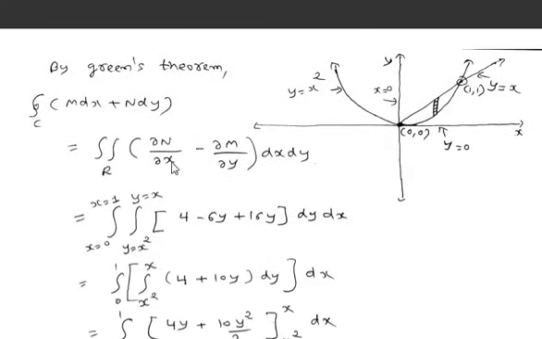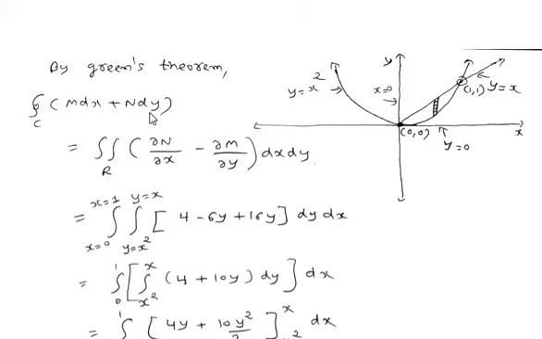4 minus 6y. Now we will use Green's theorem, and by Green's theorem we have integration of M dx plus N dy along the given closed curve C, that is equal to the double integration of del N by del x minus del M by del y dx dy over a given region R, right?